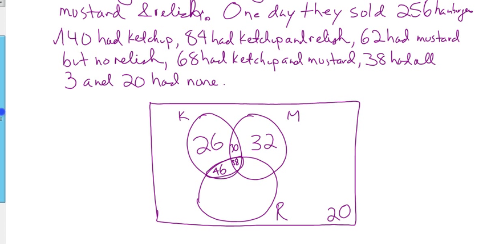30 had all three. 20 had none. 68 had ketchup and mustard. 84 had ketchup and relish. Check. 62 had mustard but no relish. Check. 68 had ketchup and mustard. Check. 38 had all three. 20 had none. How many people do we have left to deal with? So what have we got total so far?